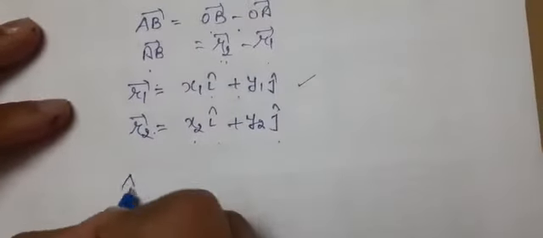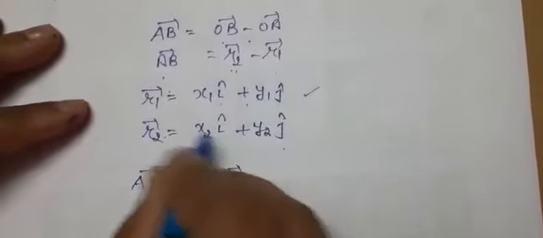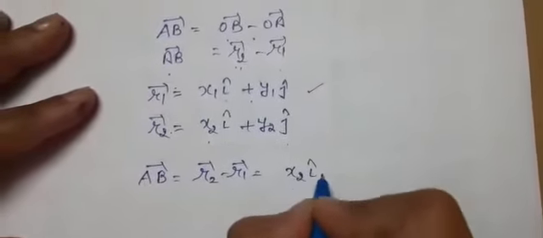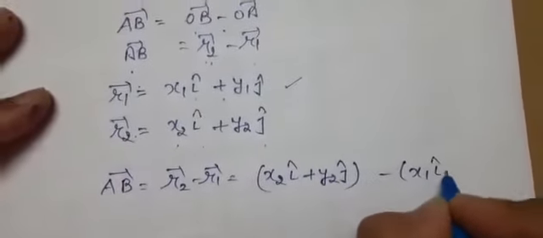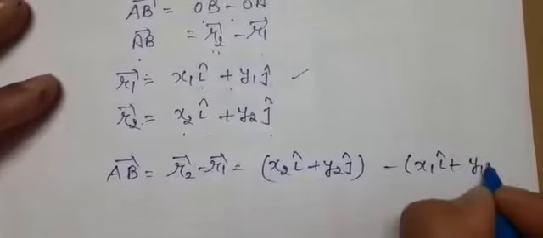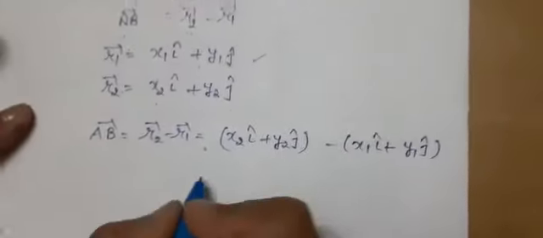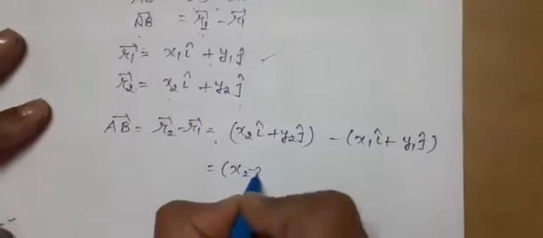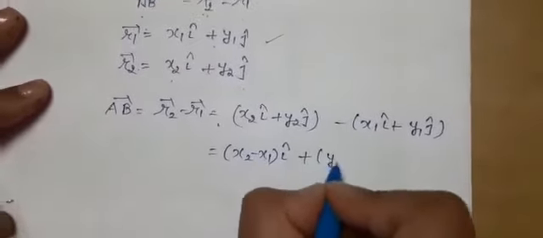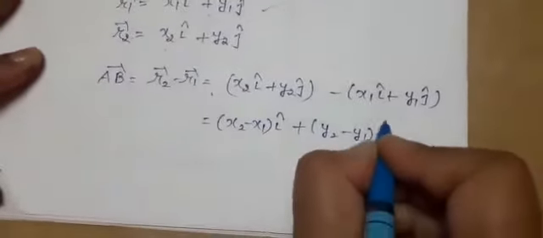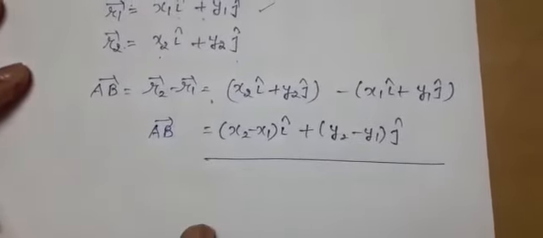Now the displacement vector will be r2 minus r1. What you have to do is substitute the values. When we rearrange, the i coefficient is x2 minus x1 and the j coefficient is y2 minus y1, into j. So this is the general way in which we can calculate the displacement vector.